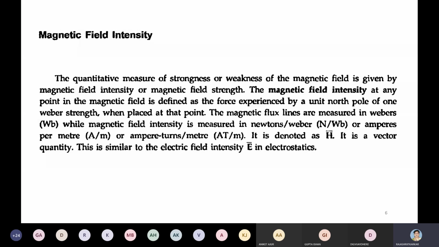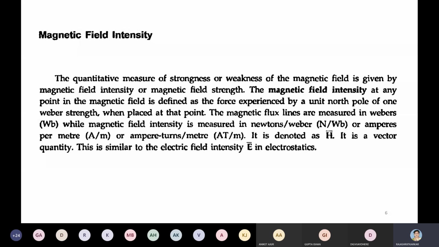So magnetic field intensity is measured in newtons per Weber, or in terms of simple ampere per meter, which is easy to remember. Or we also put it in terms of ampere turns per meter, which is the unit. It is represented by a variable, and that variable is H. As we describe it as a vector, we write it as H bar.